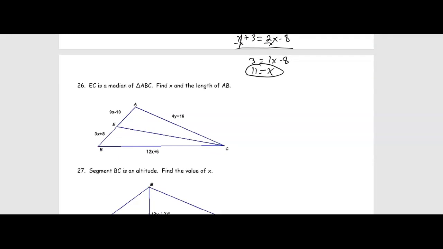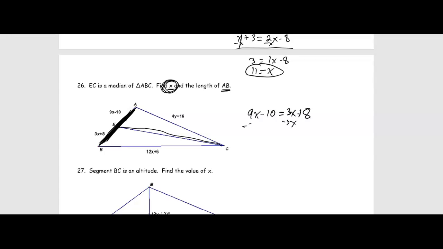All right, so 26. Similar in the sense that E to C is your median. So we want to find the length of x, and then you're just going to find the length of A to B. So this is our median. That would have to mean that this length here and this length here have to be equivalent to each other. So we set them equal. Solve that equation. That'll give you your x. And then AB is now this full length. Once we know what x is, plug it in. We should be able to figure that out.